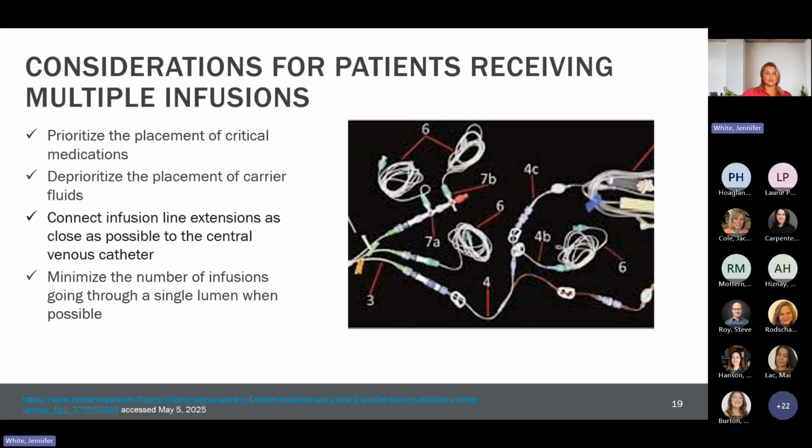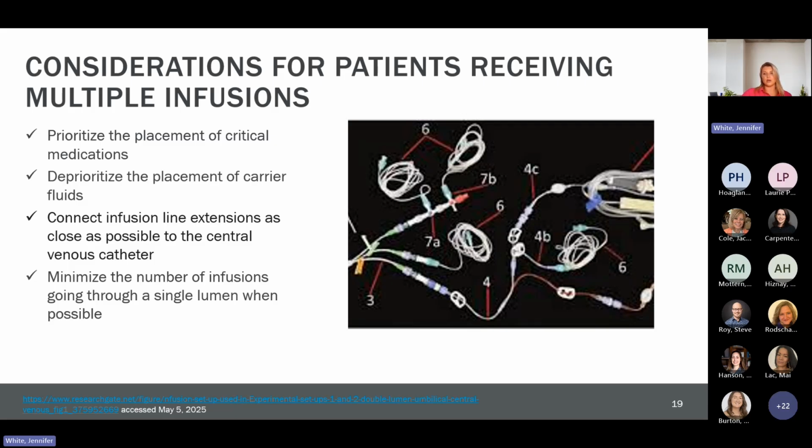Considerations for patients receiving multiple infusions. You really want to make sure you're prioritizing the placement of your critical medications. Critical medications with a shorter half-life should be placed closest to the patient to avoid the microboluses from other infusions, as well as minimizing their dead space. Carrier fluids should be positioned farthest away from the patient to maintain consistent flow rate and reduce the impact of the flow rate changes over the other medications.